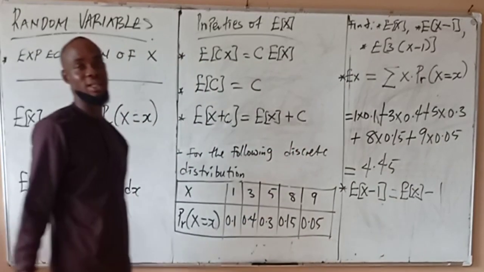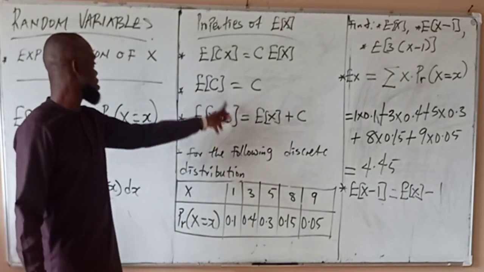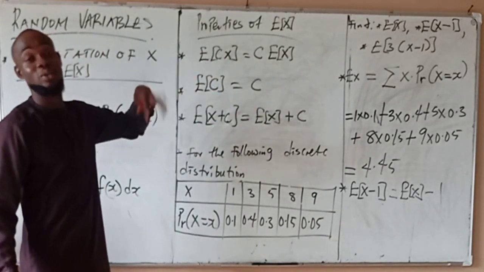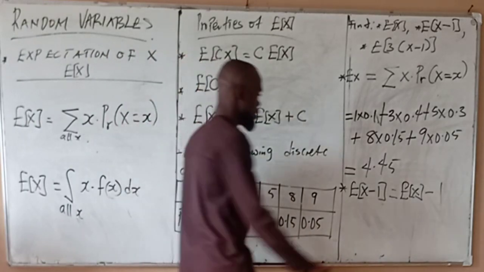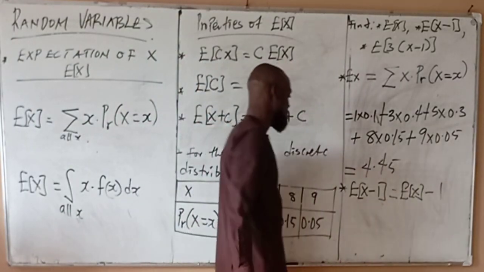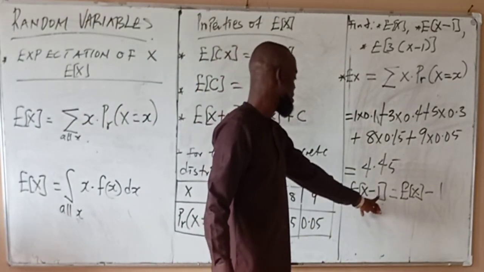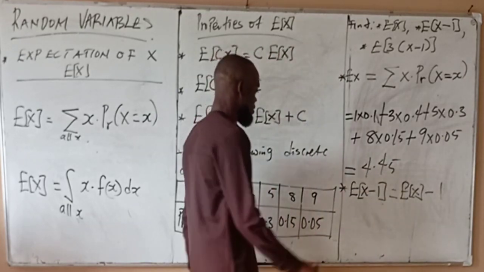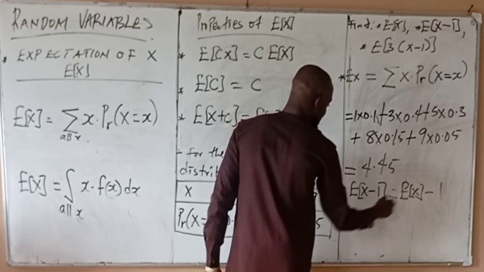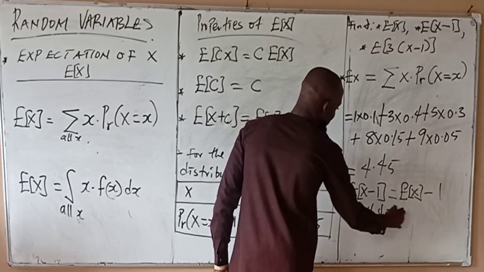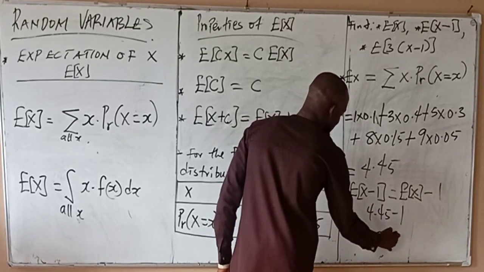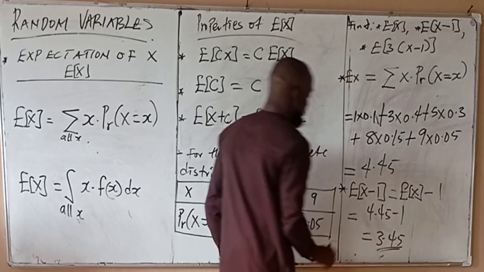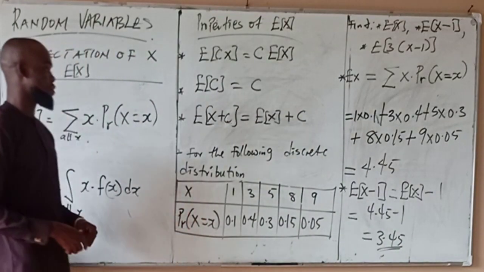But that constant will be the same. This one is constant, with 1, 2, 3, 4, 5, 6, all those numbers. So now I'm doing it this way. This is like the expectation of x minus c. Then we will have the expectation of x, which is already 4.45, minus 1. That gives 3.45. That's what I will have.